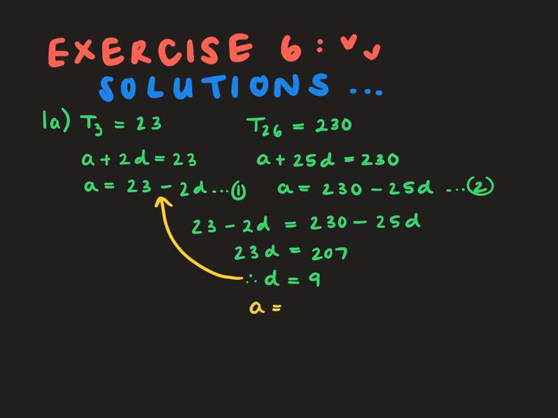So A will be equal to 23 minus 2 times 9. So that's going to be 23 minus 18. So your A value will be 5. Term 1 is 5. So the question says, what are the first three terms? So it's going to be 5, 5 plus 9, your constant difference, 14. 14 plus 9, what's that? 23. And so the pattern goes. Amazing. They told us that term 3 was 23. So we know that we're right. Hooray. That was pretty easy. Let's have a look at the next one.